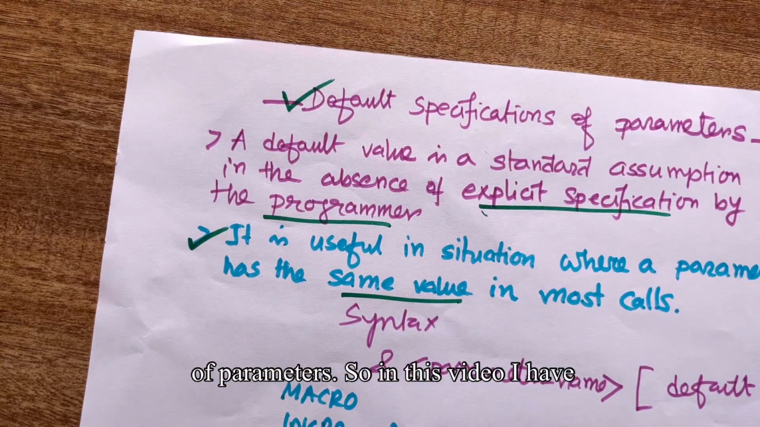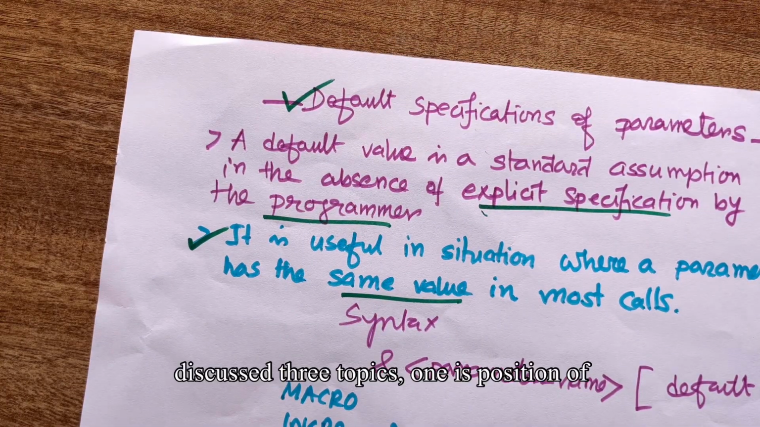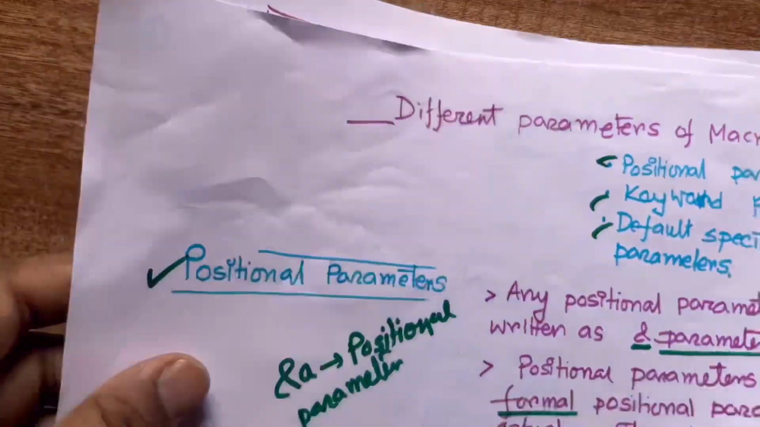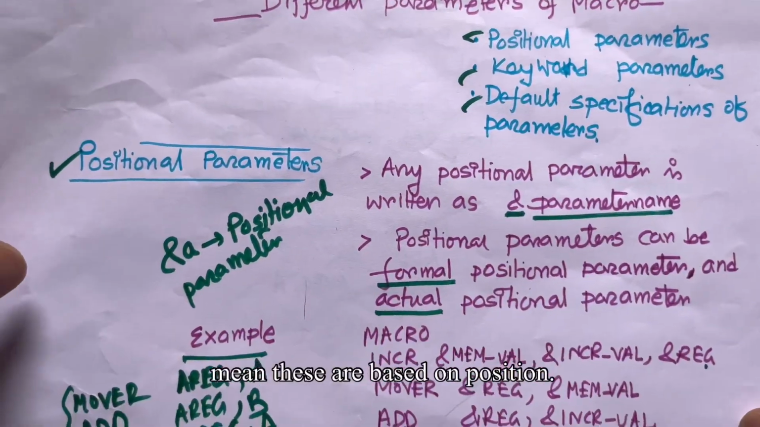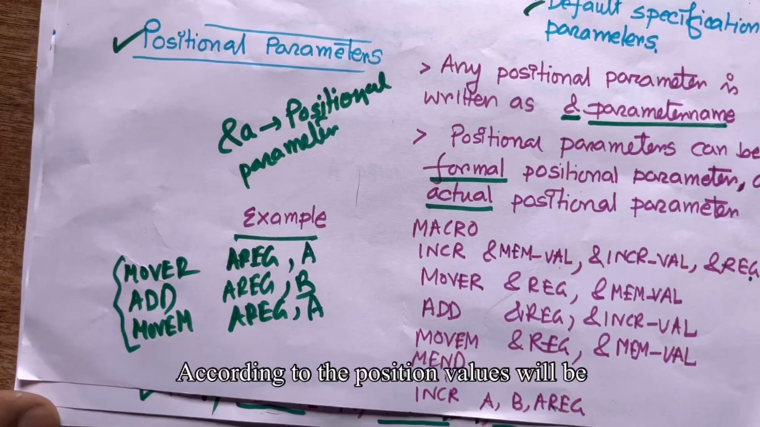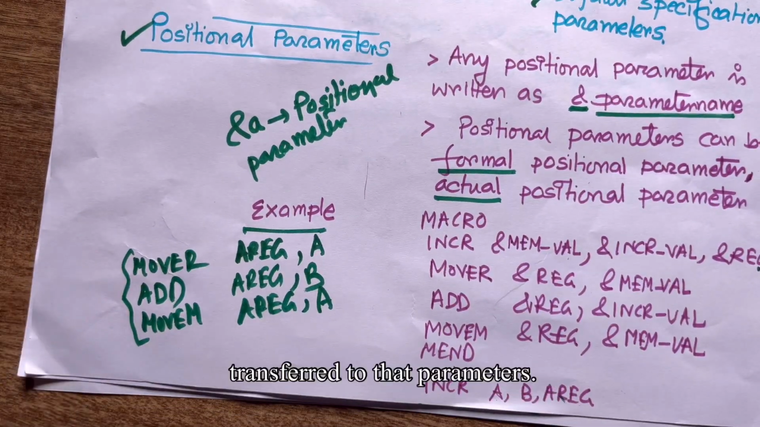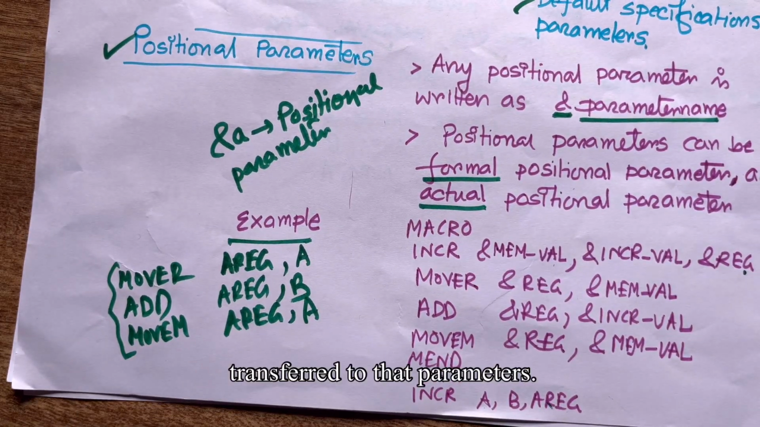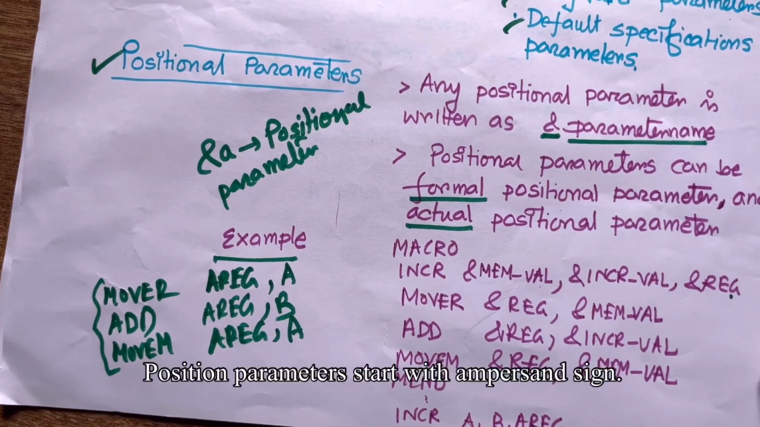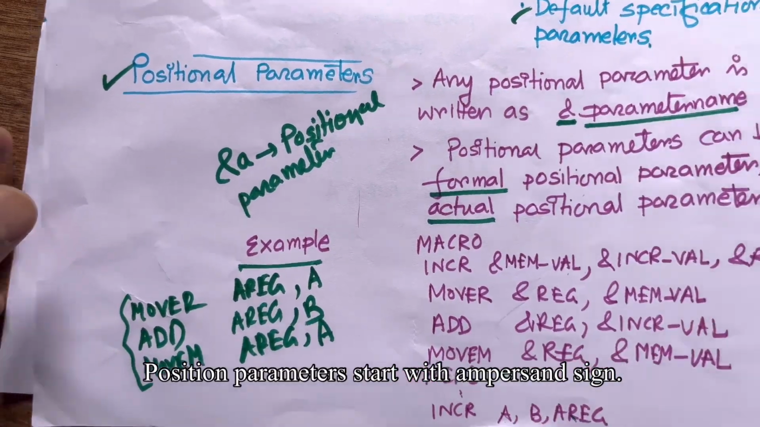So in this video, I have discussed three topics. One is positional parameters. Position means these are based on position. According to position, values will be transferred to those parameters. So they are known as positional parameters. Positional parameters start with ampersand sign.